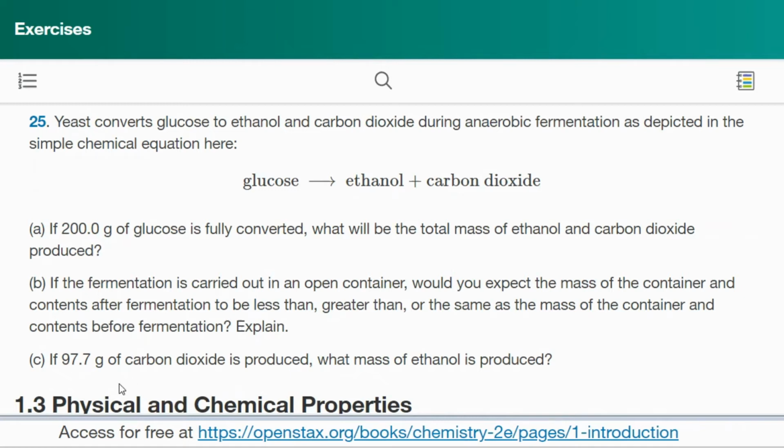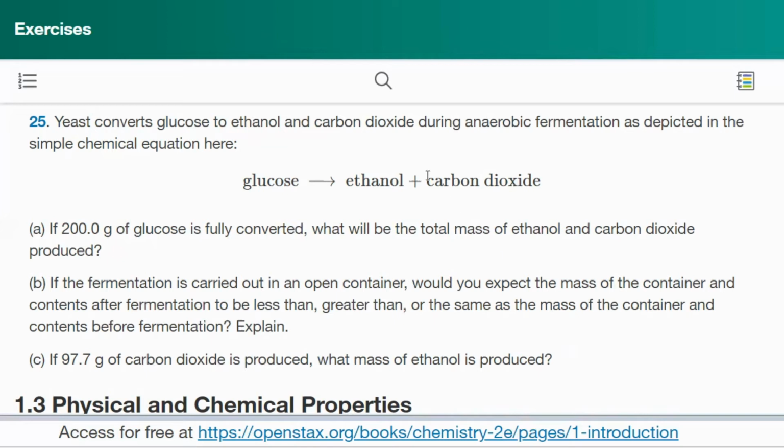Now, if 99.7 grams of carbon dioxide is produced, what is the mass of ethanol produced? I have a problem with this question. You're not going to have an easy time measuring the mass of carbon dioxide produced. You're going to have an easier time measuring the ethanol. So this is kind of a trick question, and I don't like that. But let's just deal with it as is.